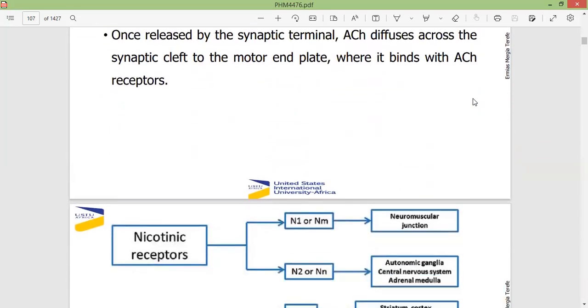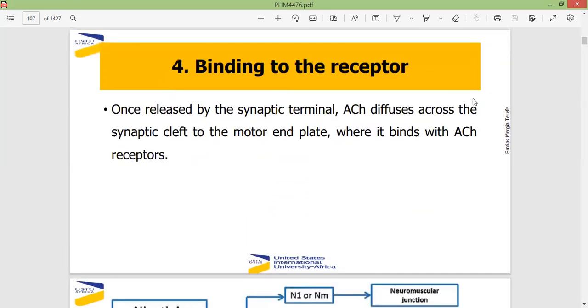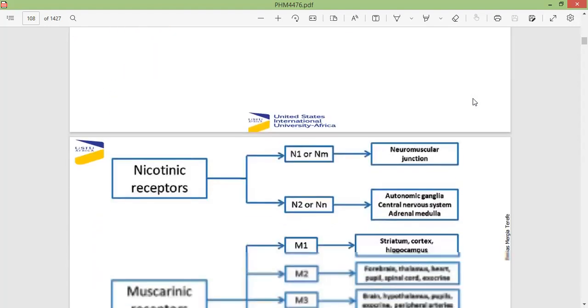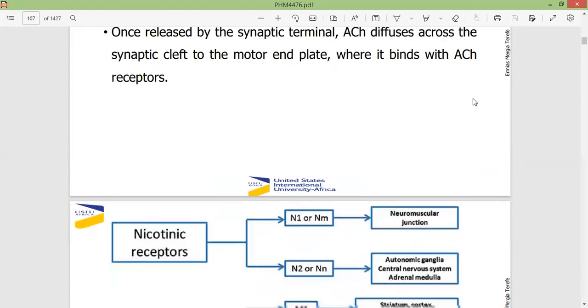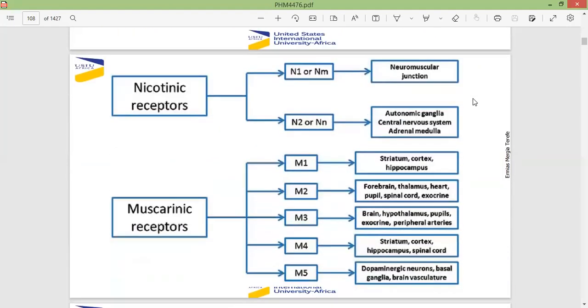Now on binding, this is where pharmacology gets in, because now we are talking about receptors. We've released our acetylcholine, and it can bind to a myriad of receptors. There are the nicotinic receptors, N1 in the neuromuscular junctions, the one we use for contraction. We have the nicotinic receptors N2, the ones in the brain and in the adrenal medulla.